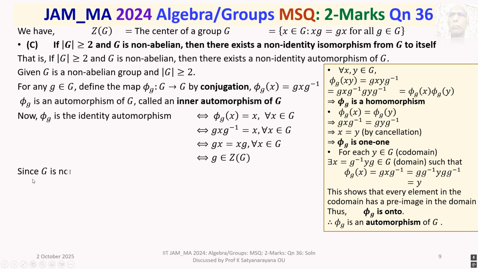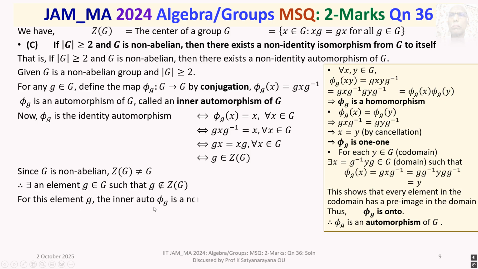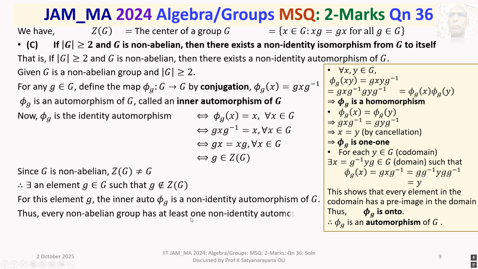For that, since G is non-abelian, Z(G) is not the whole of G. Therefore, there exists an element g in the group G such that g does not belong to the center of G. Yes, because it is non-abelian, it is not equal. So for this element g, the inner automorphism phi_g is a non-identity automorphism of G. So thus, every non-abelian group has at least one non-identity automorphism.